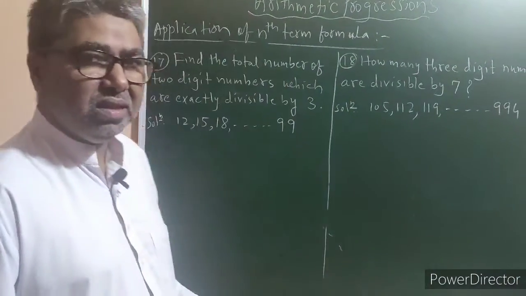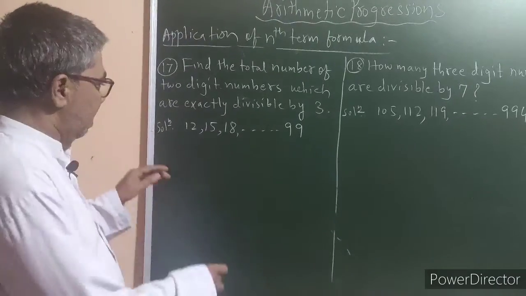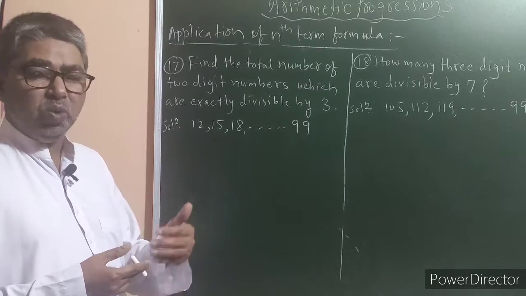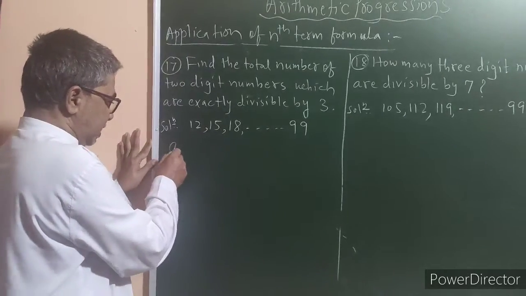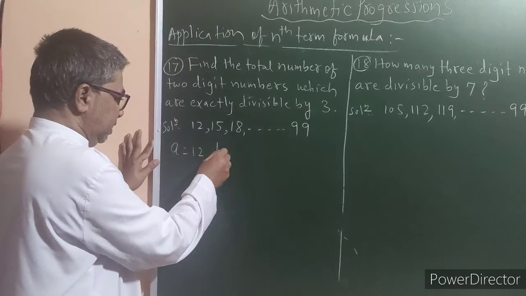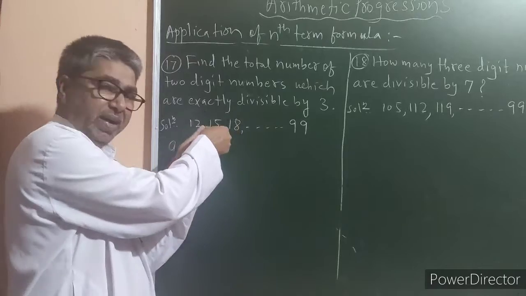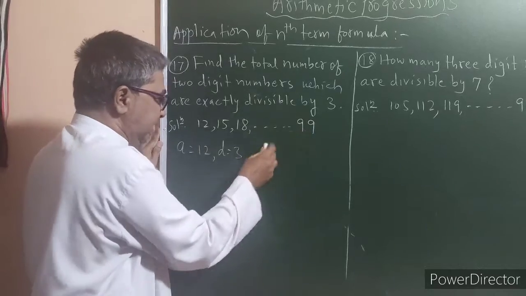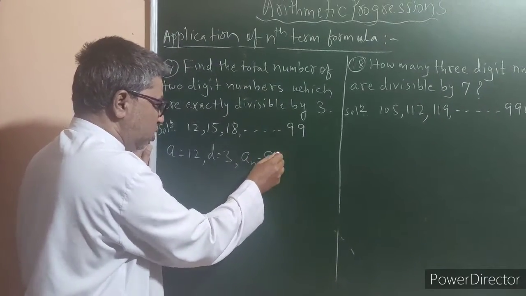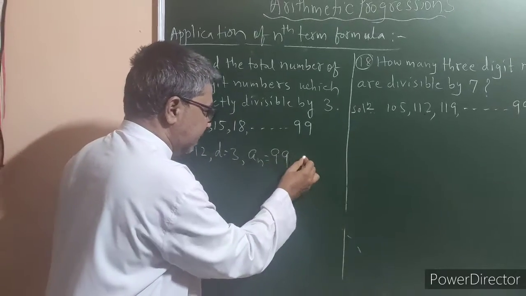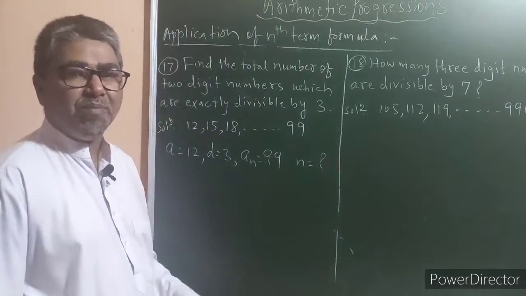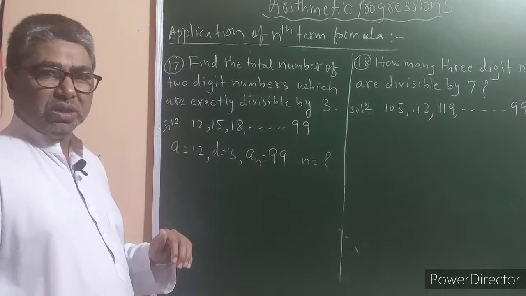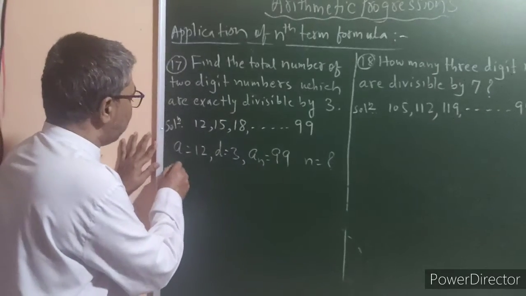Now let us solve this example by taking the values of a, d, an, and putting a question mark for n. So here a is equal to 12, d is equal to 15 minus 12, or 18 minus 15, or directly you can take this number, that is 3. Then 99 in this example is the value of an, and we are going to find the value of n.